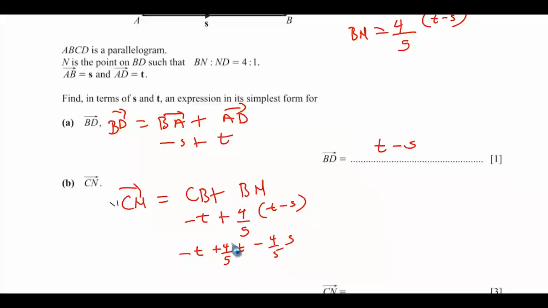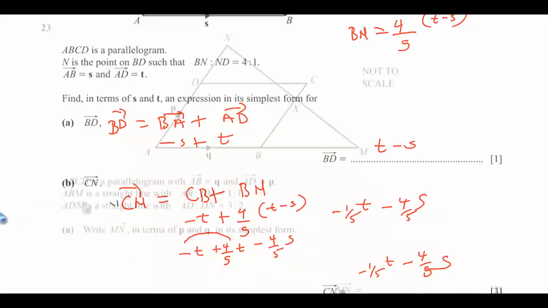So we can simplify these two. So that will give us minus 1 over 5T, then minus 4 over 5S. So that will be the final answer. And you may want to factor out minus 1 over 5. It's okay, you can do that. So minus 1 over 5T, then minus 4 over 5S. So that will be the final answer there.